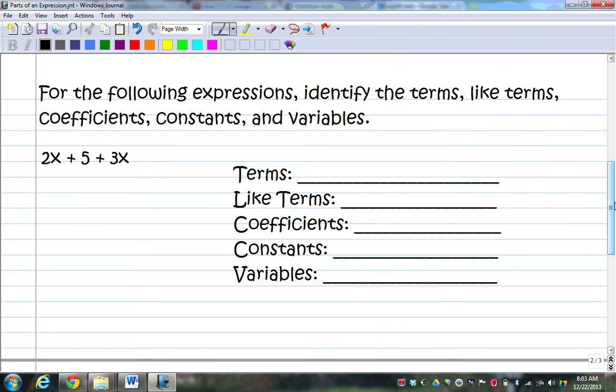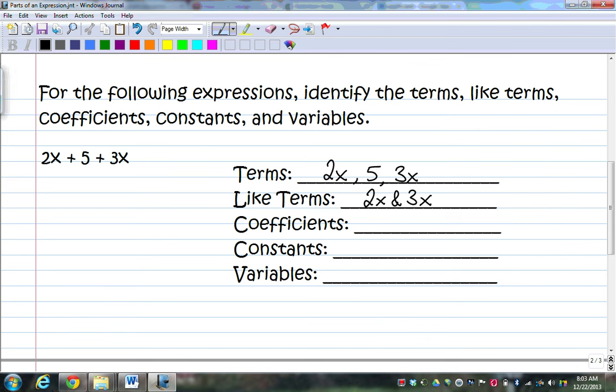Well, you have to remember that terms are the parts of the expression that are added together. So we have 2x, we have 5, and we have 3x. It's all of those things. Those are the terms. Now the like terms, remember they have to have the exact same variable part. So 2x and 3x are like terms. That's it.